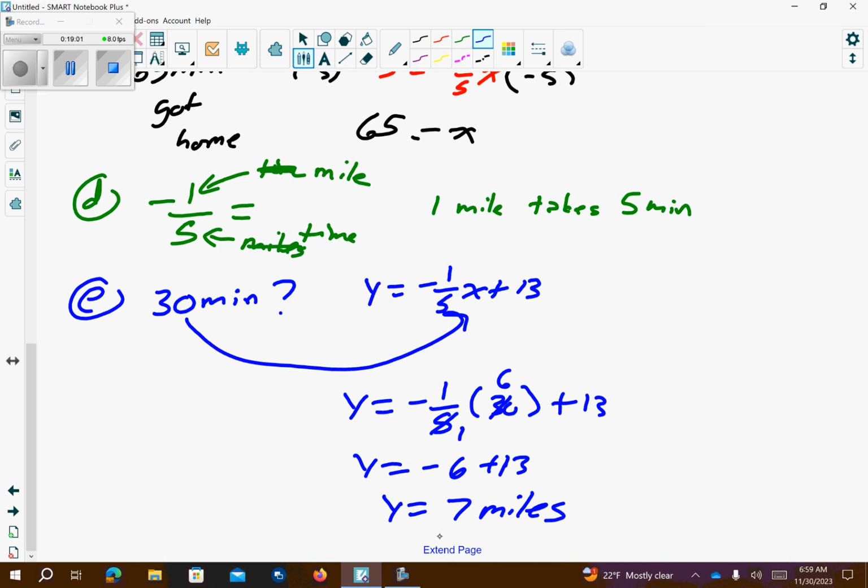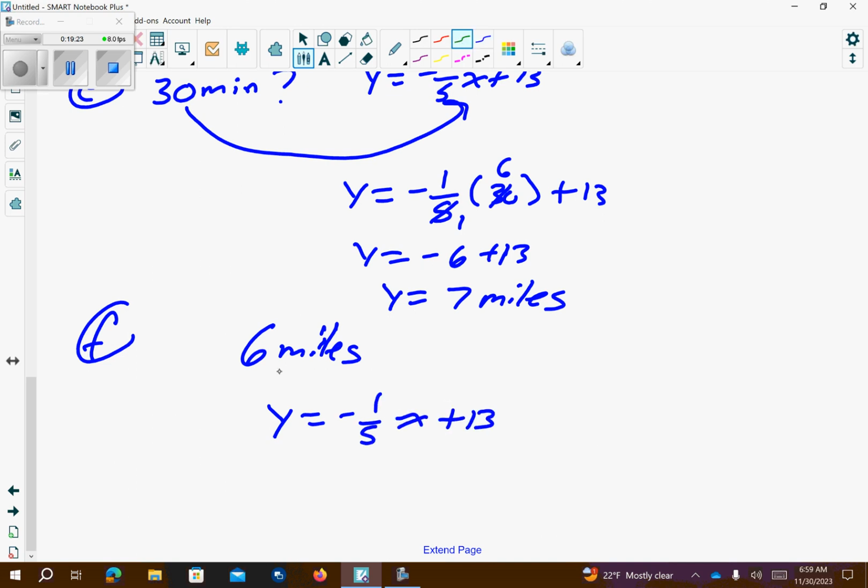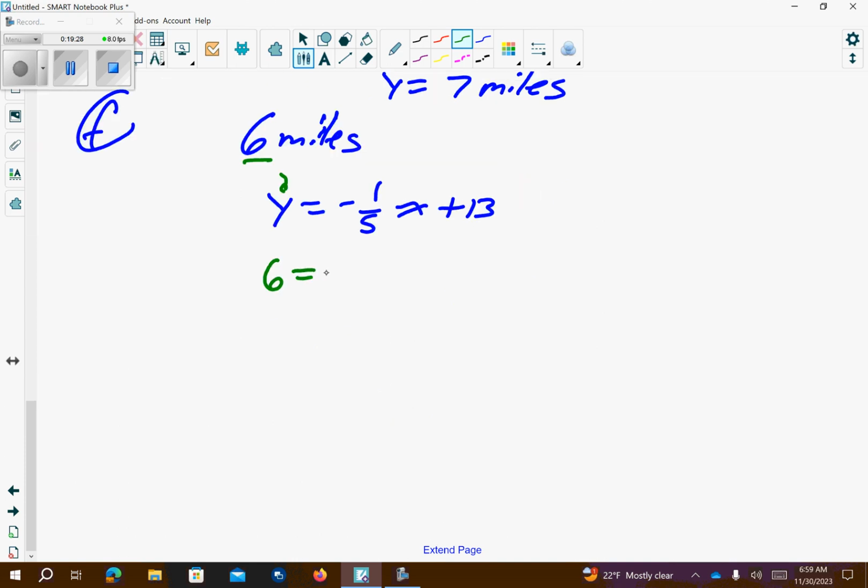Letter F. How many minutes will he be 6 miles from home? So 6 miles. All right, so we know our equation was y equals negative 1/5 x plus 13. So miles is going to go in for y. So I'm going to get 6 equals negative 1/5 x plus 13. If you want to get rid of the fraction, let's multiply everything by 5.